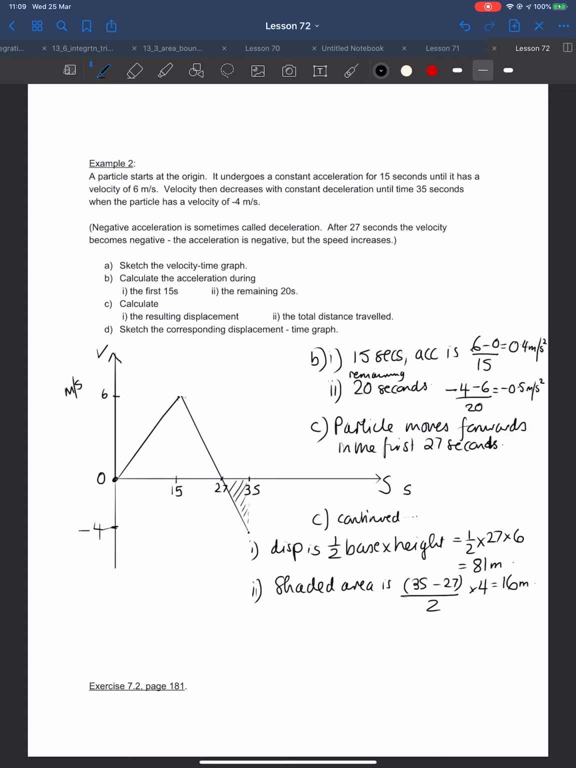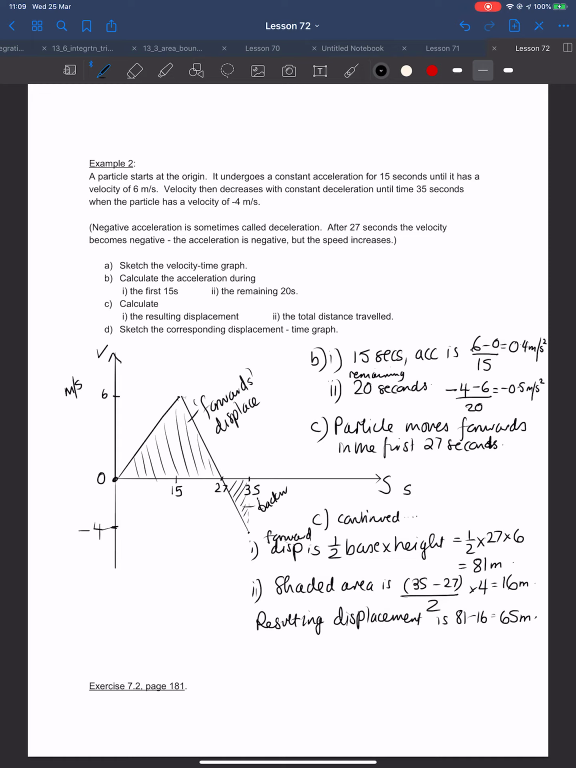So the resulting displacement is 81, take away 16, which is 65 metres. Hope that makes sense. So that's the forwards displacement there, that bit. And that's the backwards displacement there.